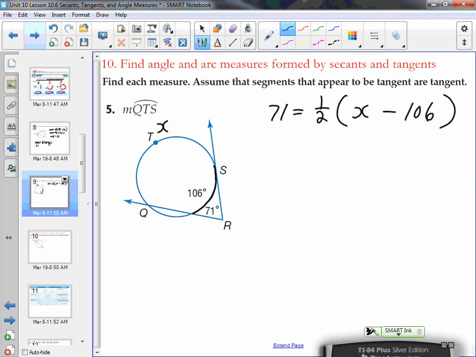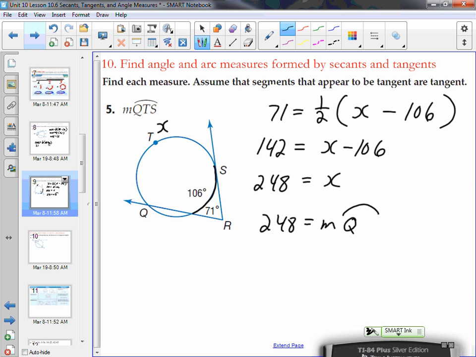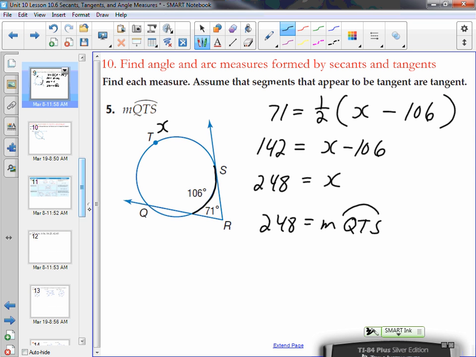Okay. I'm going to clear fractions by multiplying both sides by 2. That'll give me 142 on the left, and it'll give me X minus 106 on the right. All I've got to do now is add 106 to both sides. So what is 142 plus 106? So 248 is the measure of arc QTS. All right, any questions?